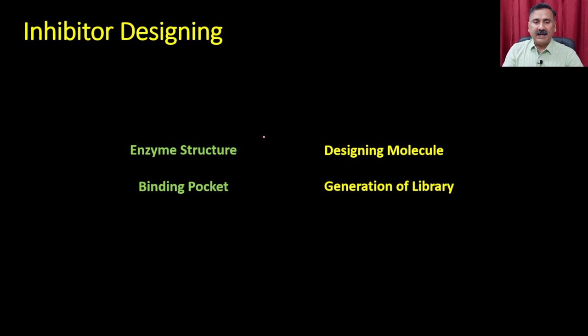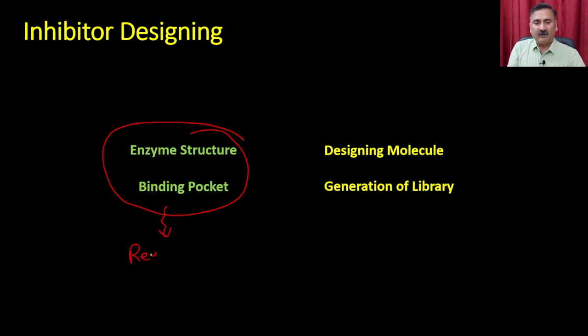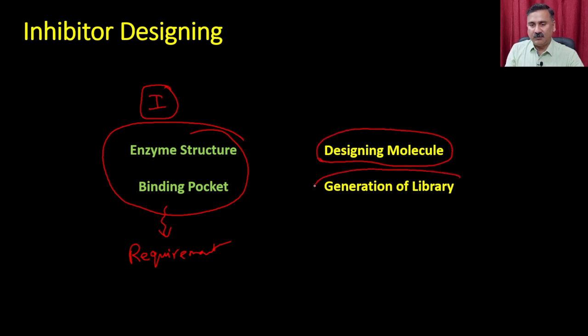Once the active site is known, then half the part is over. You are going to know what the requirements of this particular area are, which means component one is clear. Now, when you want to design the molecule, you have to generate a library. This library is where you are going to have the different types of designed molecules. This library could be a natural library or it could be a synthetic library, which means it can be a library which is man-made.